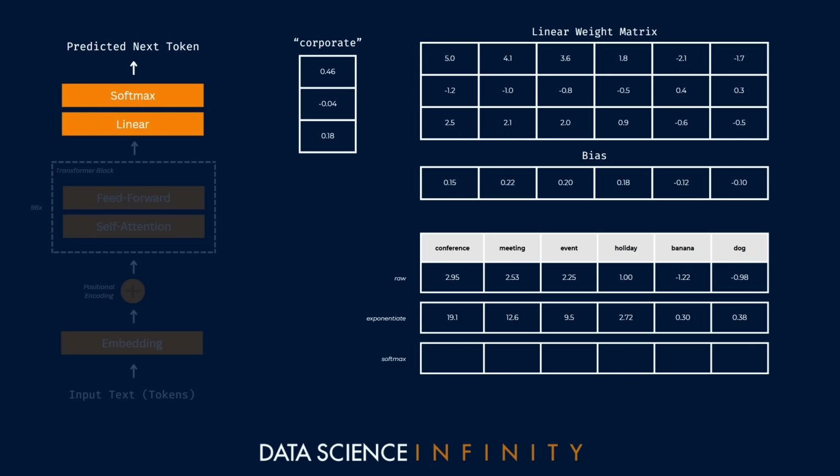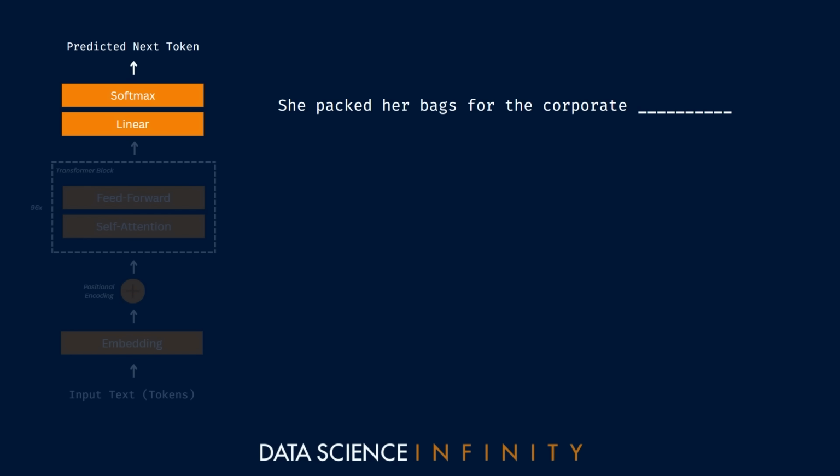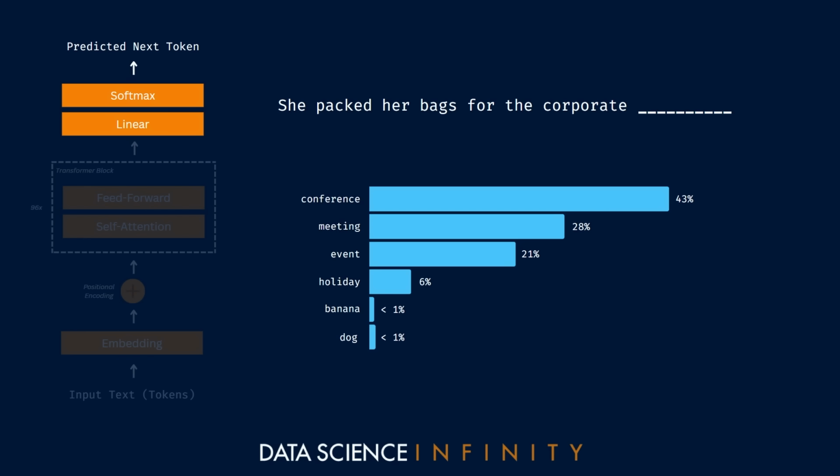If we apply the softmax function to these, so essentially we add all of the values up, then divide each of the individual values by that total, we will get these final values, and these are the model's predicted probabilities for each token being next in our sequence. So where we had she packed her bags for the corporate, the model calculated these probabilities for all tokens in our vocabulary. And if we simply take the highest or most likely, our sequence is predicted to be she packed her bags for the corporate conference. How cool is that?